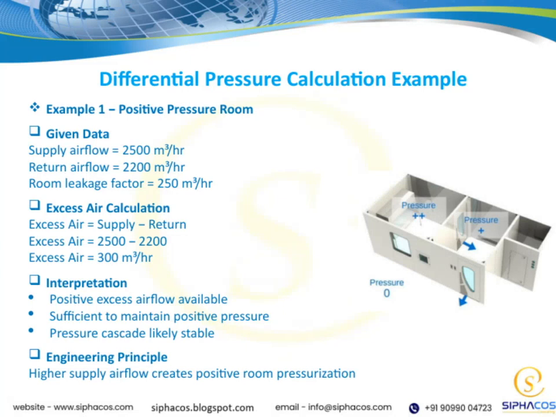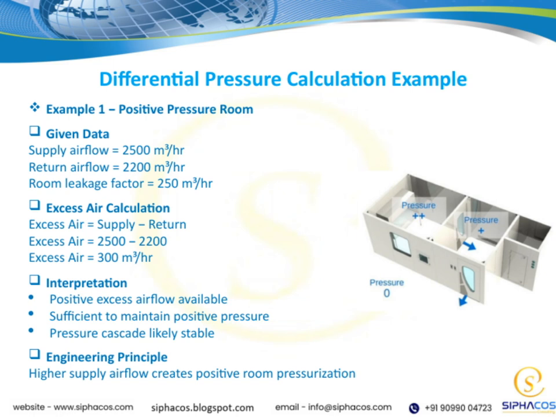Let's walk through an example of calculating differential pressure in a positive pressure room. We start with the given data. Supply airflow is 2,500 cubic meters per hour. Return airflow is 2,200, and there's a room leakage factor of 250. The key step is finding the excess air, which is simply supply minus return.